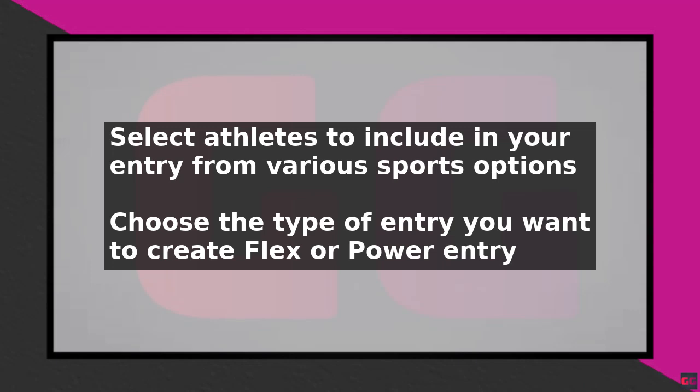The next step is to choose the type of entry you want to create. Prizepicks offers two main types of entries: Flex and Power. A flex entry allows you to choose a combination of over and under picks for your selected athletes, while a power entry requires you to choose a specific number of over or under picks.